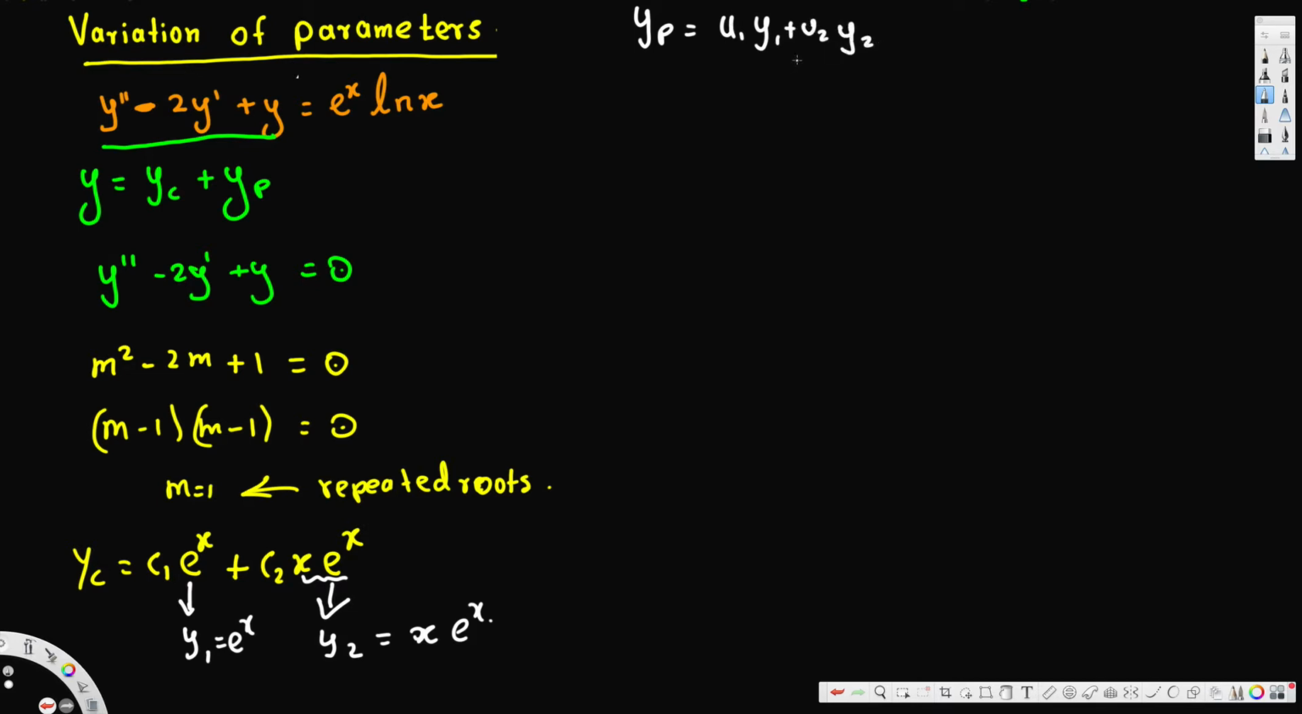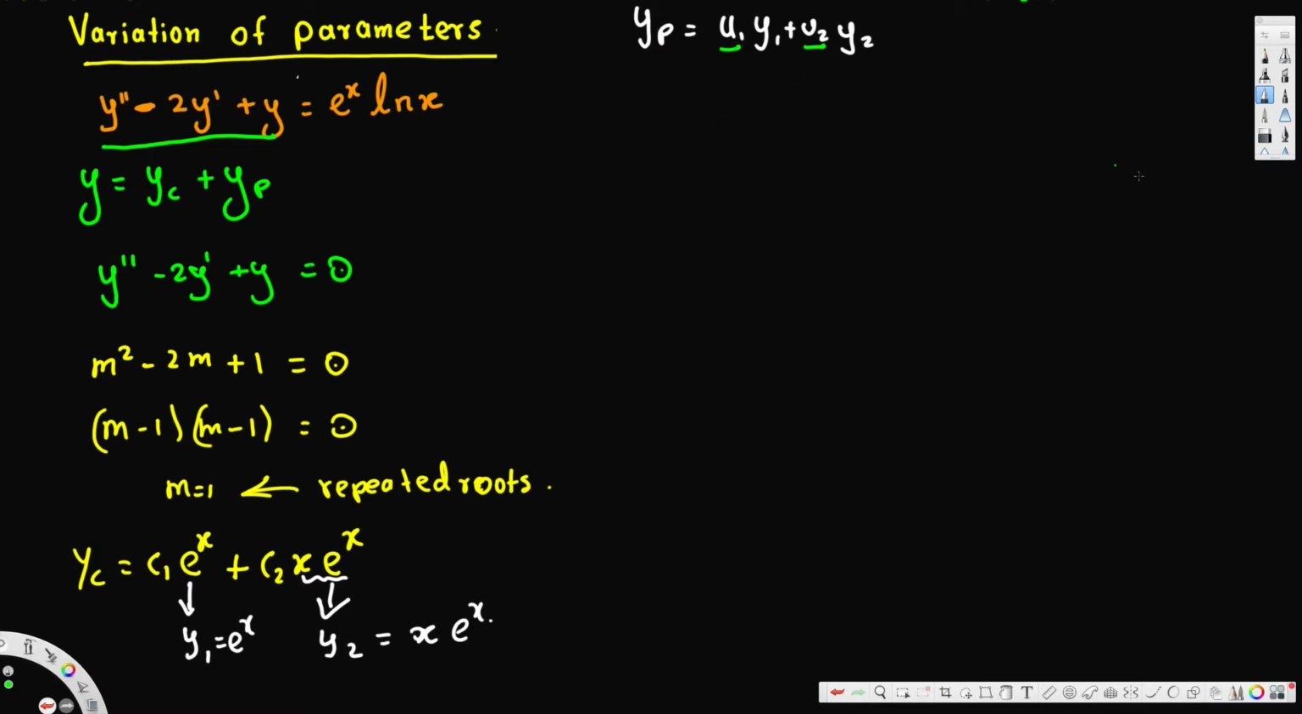Now y1 and y2 are already here. y1 is e power x, y2 is x e power x. That's not a problem. We have to find out what u1 and u2 are, because after we find u1 and u2, we have to multiply them with these and put them in this equation, and that's going to give us the particular solution.